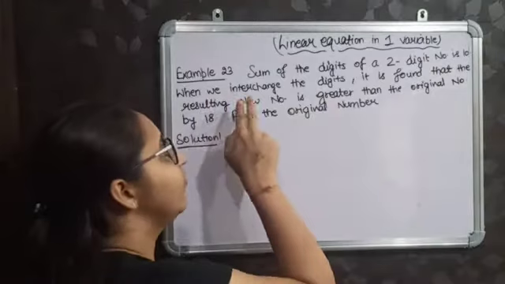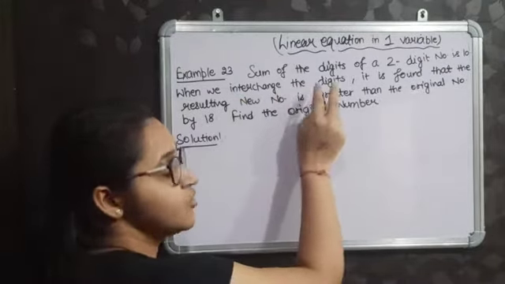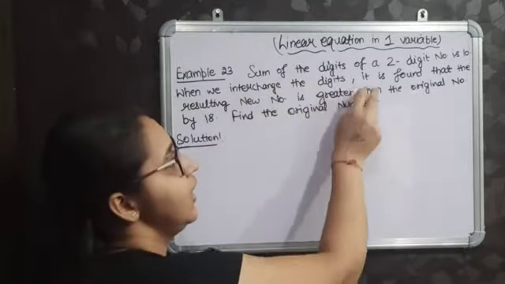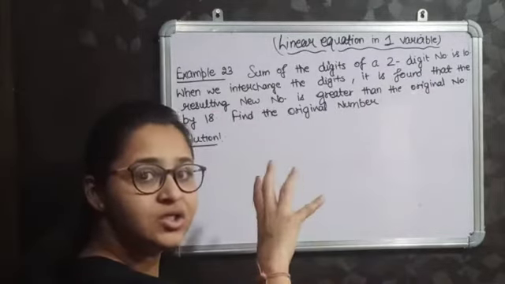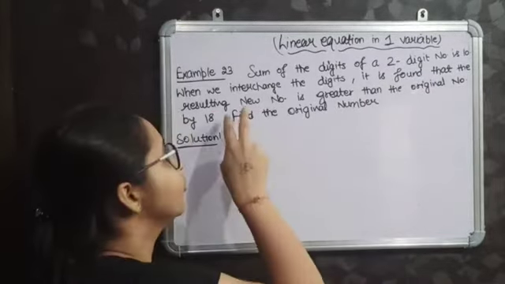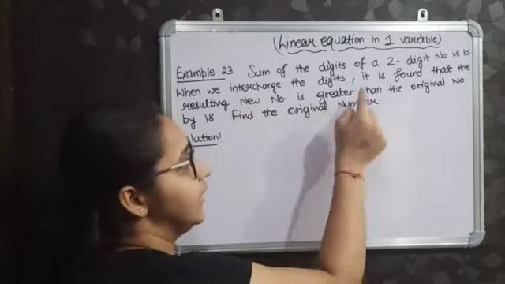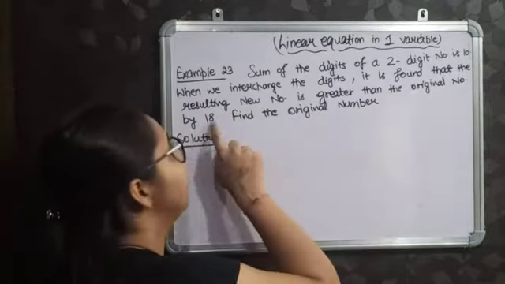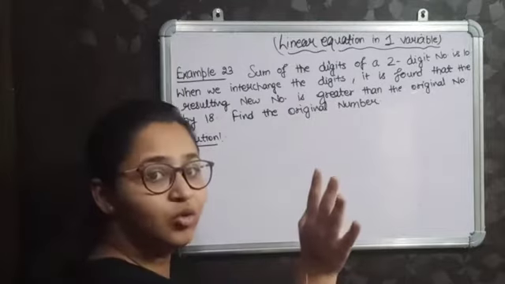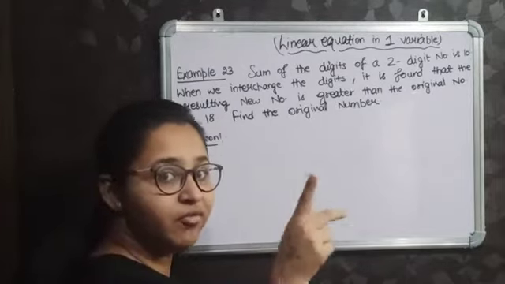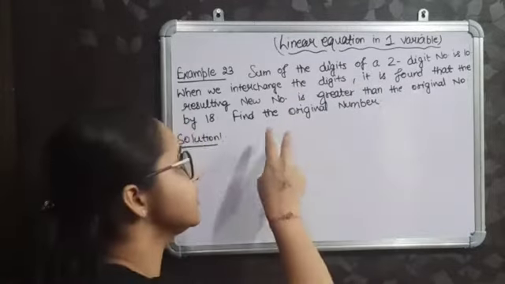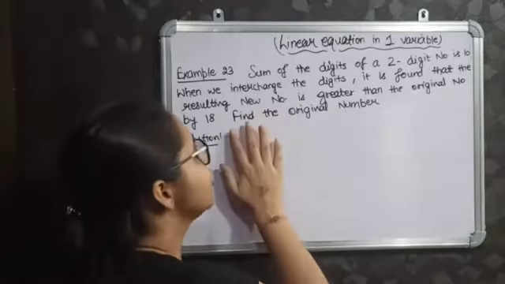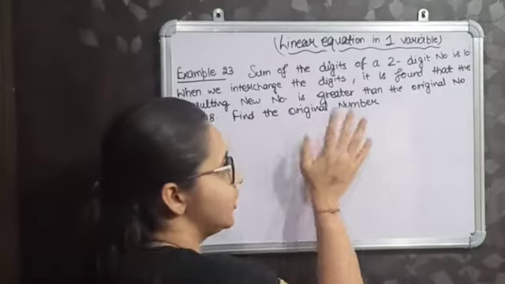Now, when we interchange the digits, there will be a new number, and it is found that the resulting new number is greater than the original number by 18. So there are two two-digit numbers: first is the original number, and when you interchange the digits, the new number is formed. So find the original number.